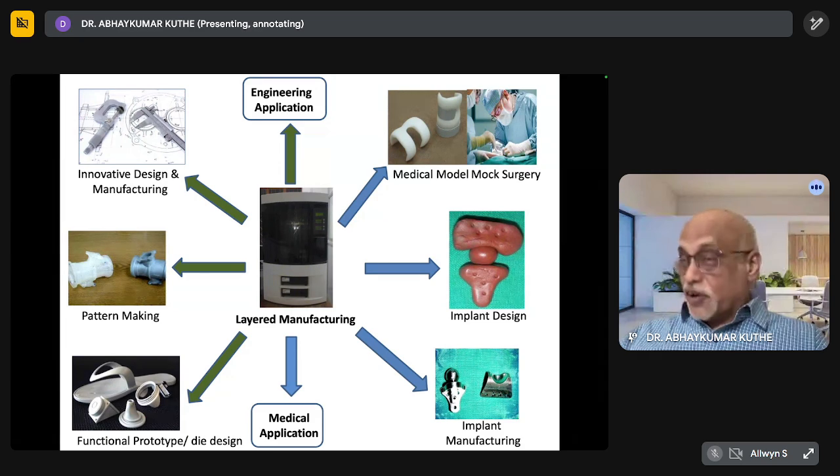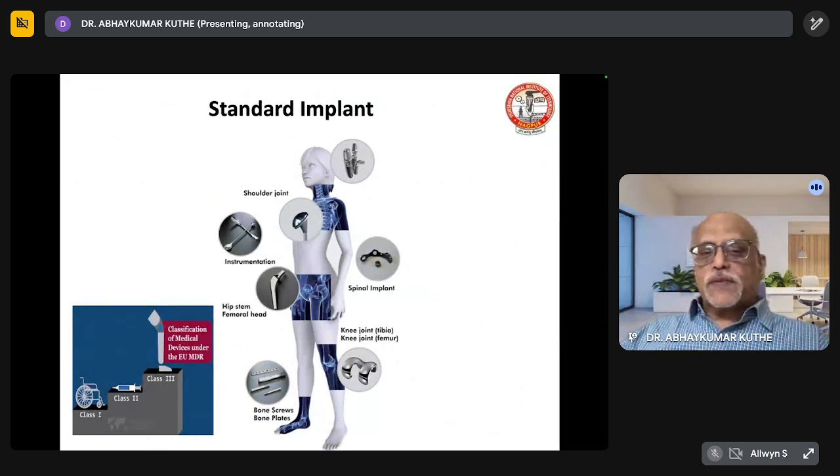Then there is implant design, the area where we are actually working, and then there is implant manufacturing also. So these medical applications are playing a very dominant role, and my presentation is more towards that aspect. If you look at this particular slide, it is about a standard implant. These are metallic implants which are fitted into the patient's body. In orthopedic sciences, generally they talk about various implants, especially the knee joint, hip joint, spinal implant, shoulder joint, and the various screws and plates which are used. And they are all made of metal.